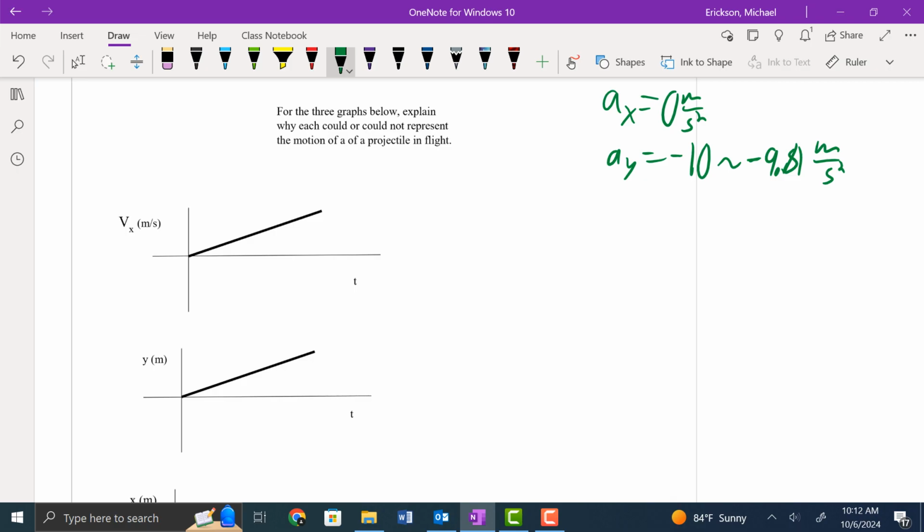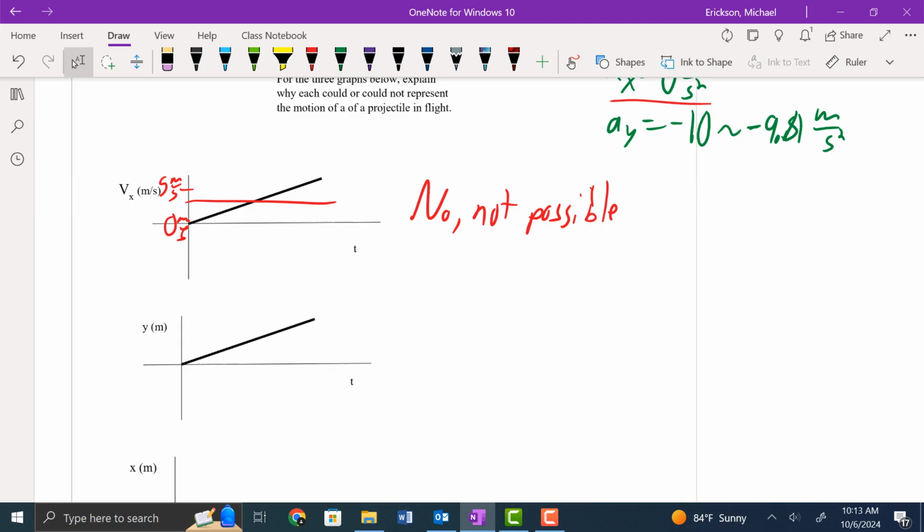All right. Does v of x show that? This v of x. So this is velocity in the x direction. I'm going to put some numbers here. This is 0 meters per second. Let's just say this is 5 meters per second. I'm just using a random number. And I would say, no, your a of x is 0. So this should just be a flat line the whole way through for it to be possible. So no, not possible. There's no acceleration in the x direction.